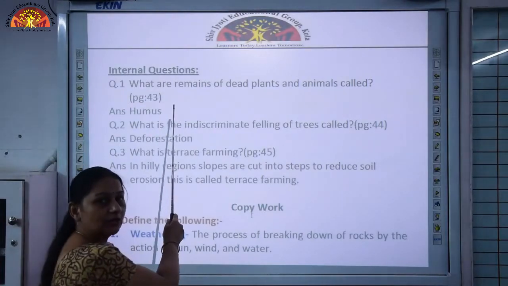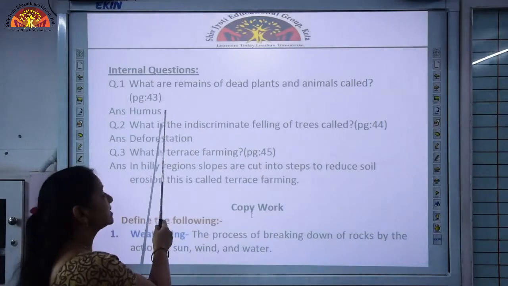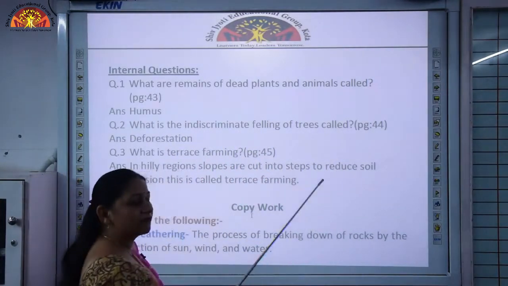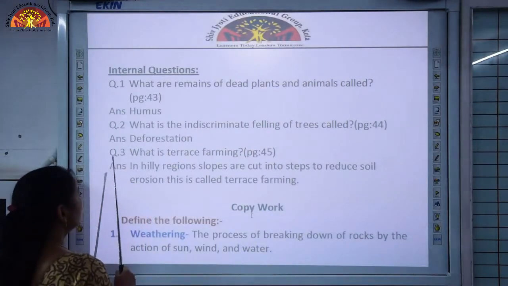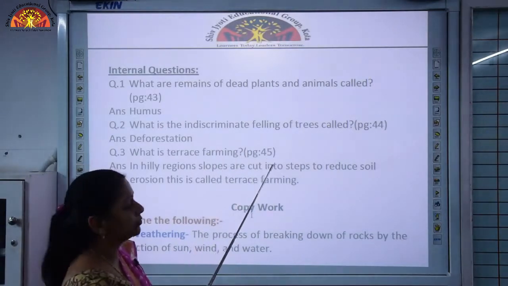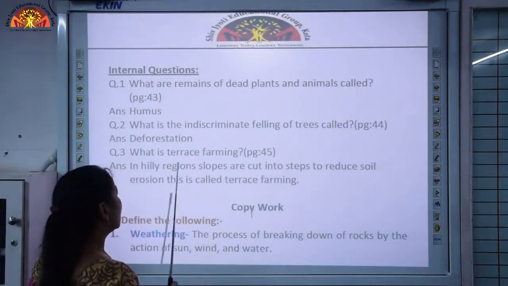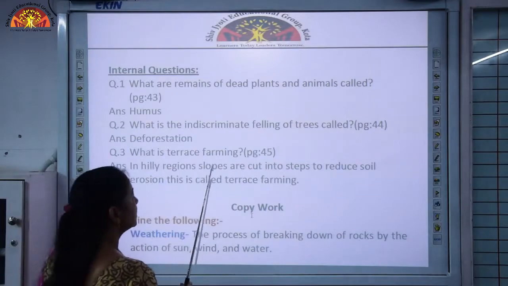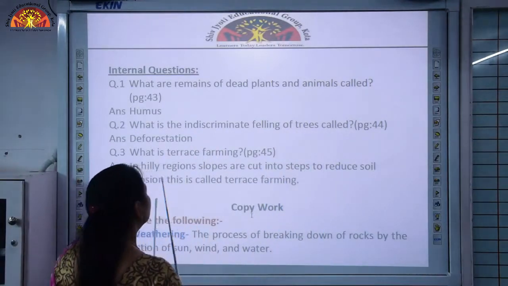This first question you are going to find on page number 43, you have to write, and the answer is on the same page. Second question you have to write on page 44, children. The third question, what is terrace farming? This question you are going to write on page number 45, and the answer: in hilly regions, slopes are cut into steps to reduce soil erosion.